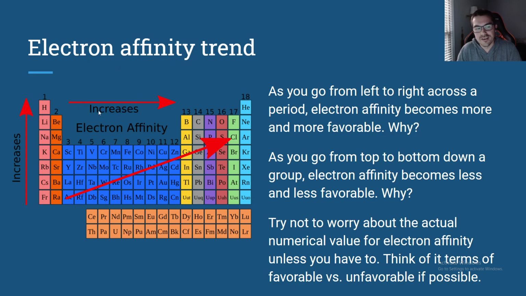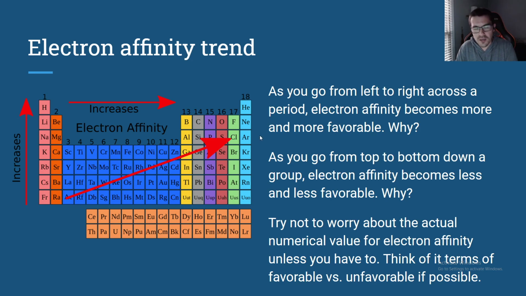And don't pay attention to these words, increases, okay? Because that's not actually going to help you. What I want to think about is, as you go across the period, or across the row, does electron affinity become more favorable or unfavorable? In other words, let's say we're all the way over here on the right side of the periodic table. Are these elements naturally going to gain electrons, take on extra electrons, or not? Are they going to do it and then give off energy? That would be a favorable situation. Or are you going to have to put energy in order to make them do that? That would be unfavorable.